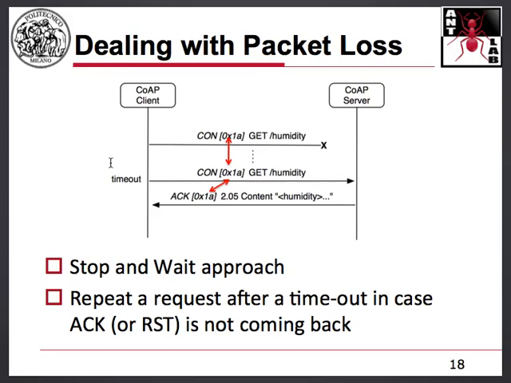All these ARQ protocols have two ingredients. The first one is numbering, so I want to number all the information which is transferred. The second one is some kind of acknowledgement, a feedback channel or feedback message used to signal whether the message itself was correctly received or not. CoAP uses the most basic ARQ scheme available, which is the so-called stop and wait. Who has not seen stop and wait so far? So everybody knows what stop and wait is, right?